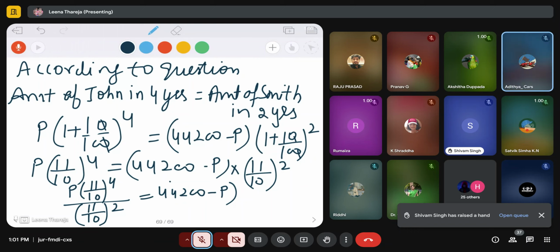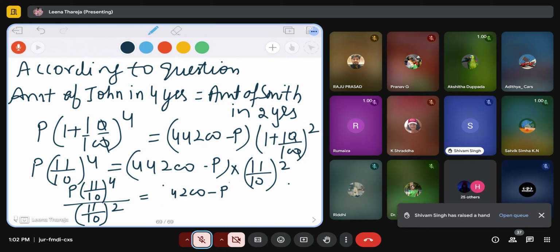Ma'am, should we put the final step, 44,200 minus P, in brackets? No need, because I have put it, because another number was here. This next step you can remove if you want, this part. Okay, ma'am. Till that you have to put it. Okay. Anyways, next step is single term.